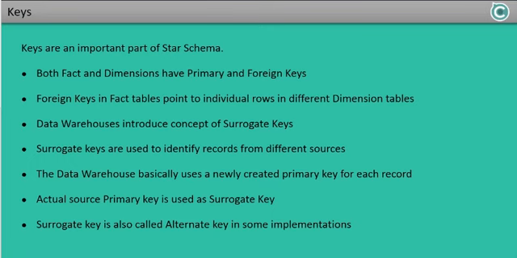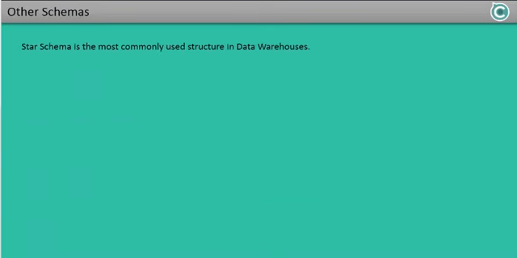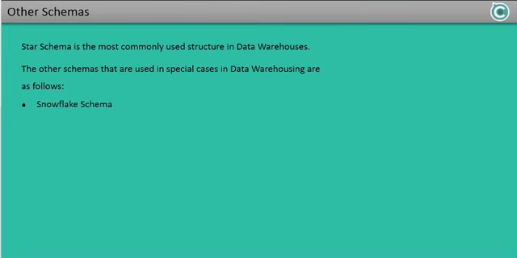Let us look into a few other schemas in the next screen. We've discussed the most commonly used structure in data warehouses, the star schema, till now. However, there are a few other but lesser used schemas that are available as well. These schemas are used in special cases in data warehousing. The first one is called the Snowflake Schema.